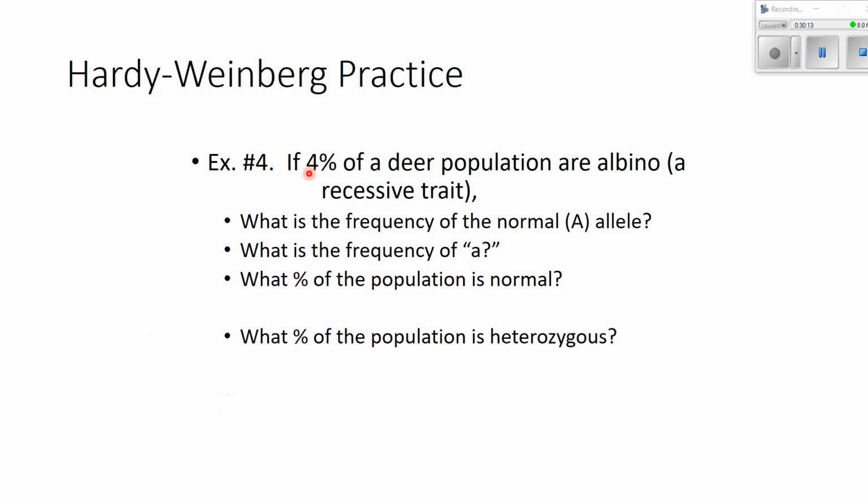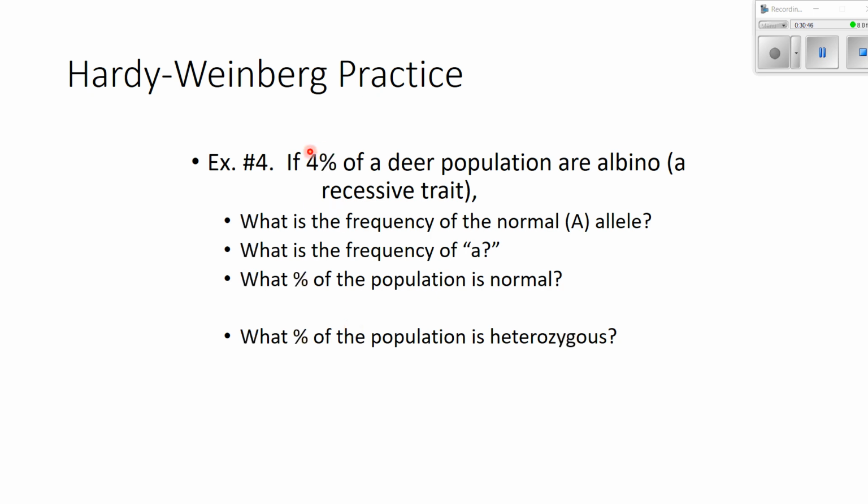If 4% of a deer population are albino, which is a recessive trait, can we answer all of these questions? Now, always, we have to start, remember, by finding Q. Our goal is to find Q. On any Hardy-Weinberg problem, if you can find Q, you're home free. Because 1 minus Q is going to give you the value of P. And then you just plug everything else in. P squared, 2PQ, Q squared.